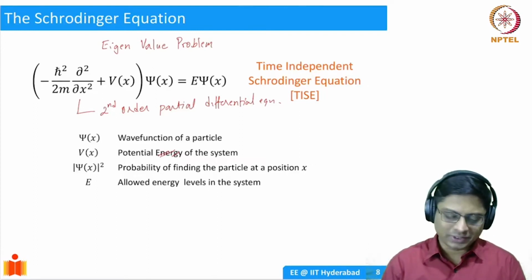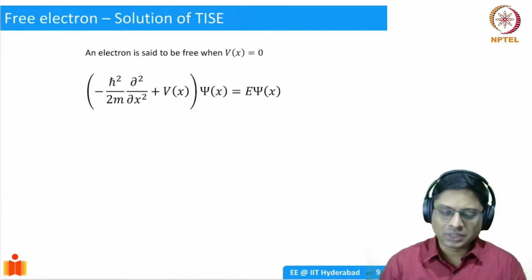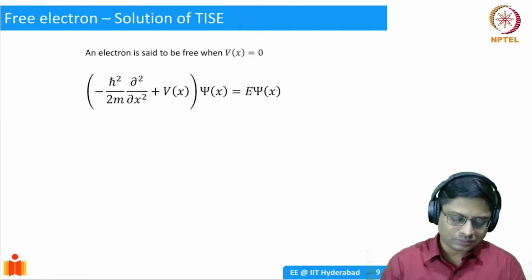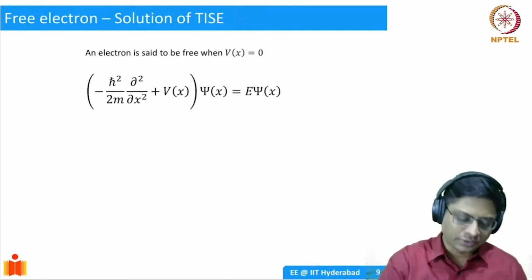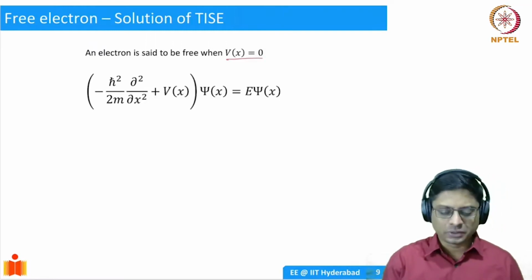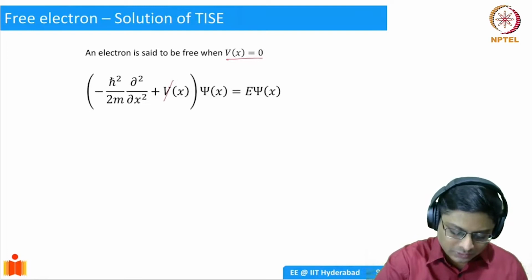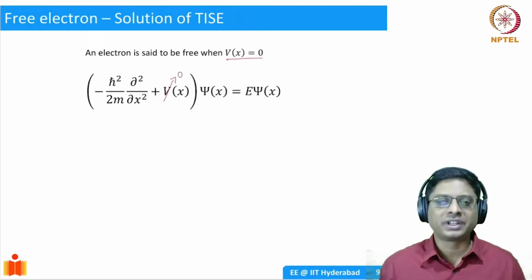In today's lecture, we will try to solve this in two cases. The first case is what is called the free electron problem. Okay. So let's assume that you have a free electron, by which we mean that there is no potential applied anywhere. So V of x is taken to be 0 now. If you take V of x as 0, you can solve this and find out what is psi. That is essentially what is called solving the Schrodinger equation.